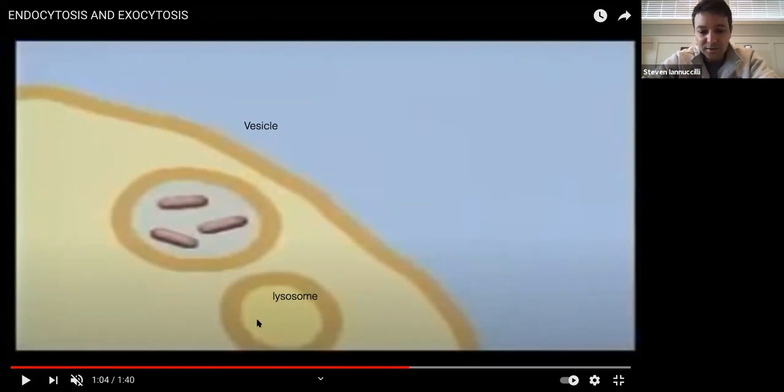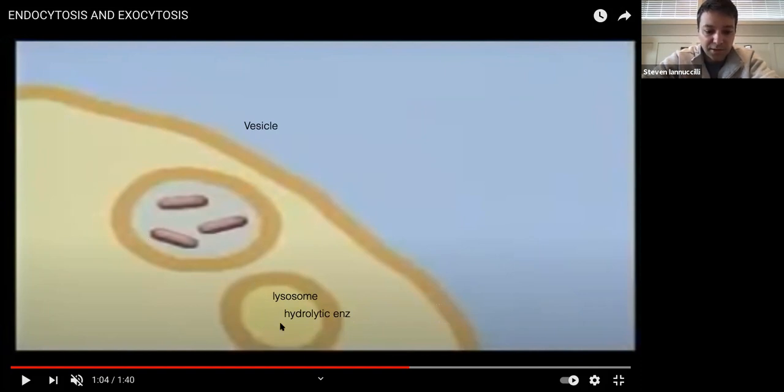But what's inside of this lysosome are things called hydrolytic enzymes. And these hydrolytic enzymes, their job is to break stuff down. It's very, very acidic, right? The pH is very, very low. And these hydrolytic enzymes are going to kill all of these things, right?